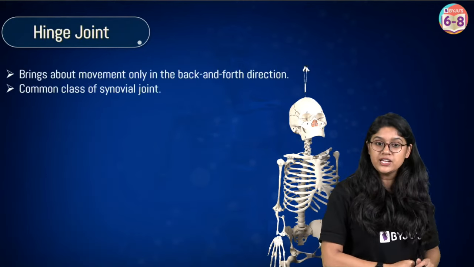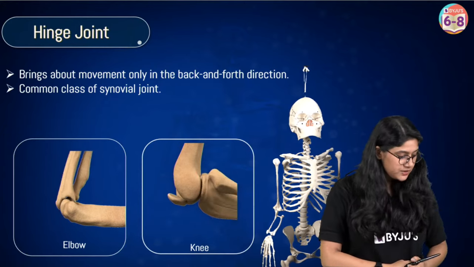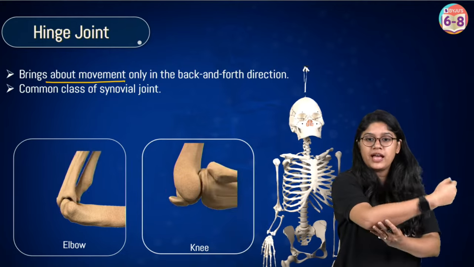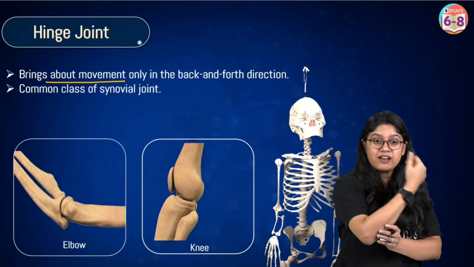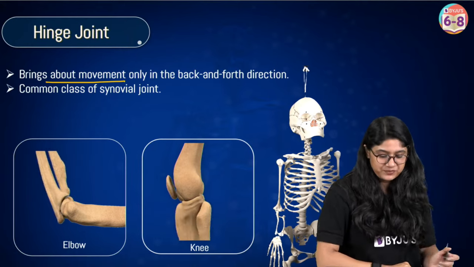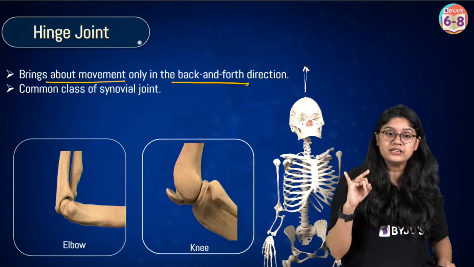So let's start with the hinge joint. The hinge joint is present right over here. And of course, it's the back and forth movement, right, everyone? See over here? It's present in the elbow and in the knee.